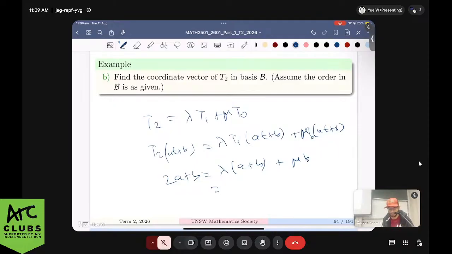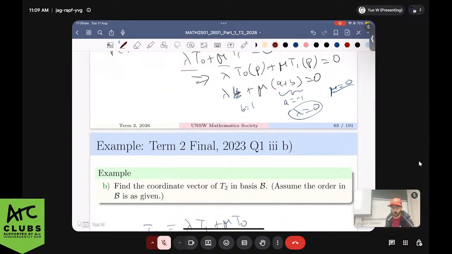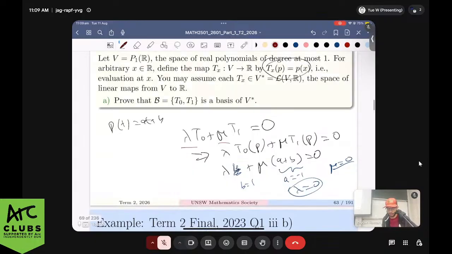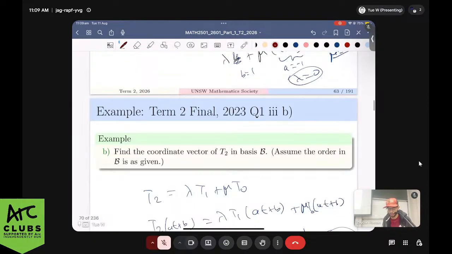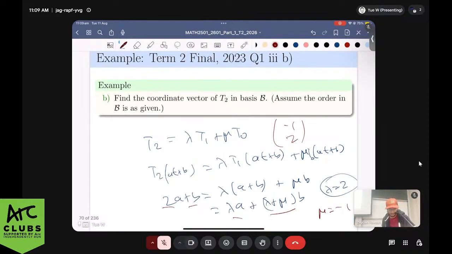You can technically just take the coefficients. So lambda a plus mu b. Lambda equals 2 by matching these, and lambda plus mu should be 1. So mu equals 1 minus 2, which is -1. Okay, so I need to be careful about the order. It says use the order of the basis as given. So technically T0 was before, so I should have written T0 first. The coordinate vector would actually be -1, 2, I think so, because mu equals -1 and lambda is 2.